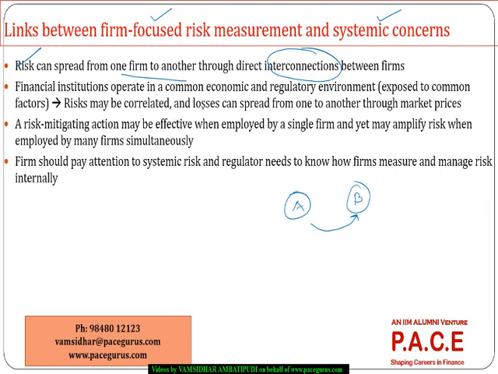Then, even if they don't have a direct connection, typically all the financial institutions have a lot of things in common. The economic environment in which they work is common. The regulatory environment in which they are operating is common. So there are many common factors between the various financial institutions. So the risks that they are exposed to are not independent of each other. There is a high level of correlation between them, and the losses can spread from one to the other because of common factors like market prices.